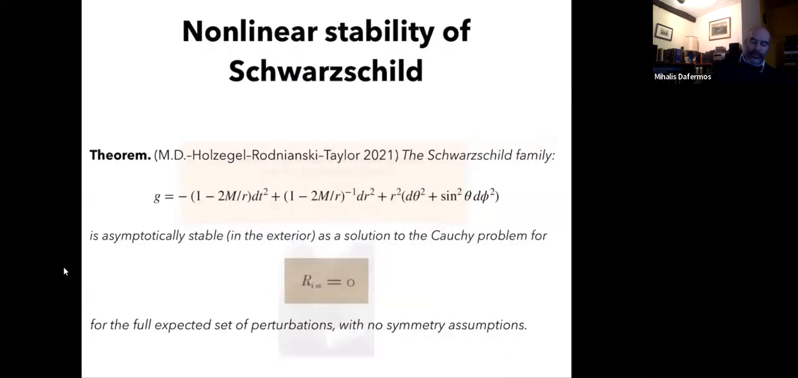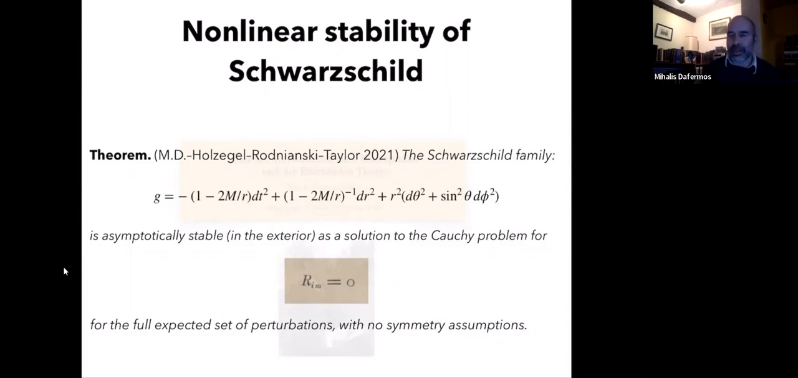So this is a recent theorem joint with Gustav Holzegel, Igor Rodnianski, and Martin Taylor. So the basic statement of the theorem is the following: the Schwarzschild family of solutions, the solutions that I wrote down before, the original non-trivial solutions of the vacuum Einstein equations, are indeed asymptotically stable as solutions to the Cauchy problem of the Einstein equations for the full expected set of perturbations without symmetry. So let me just say a few words. What does stability mean in the context of the Cauchy problem?